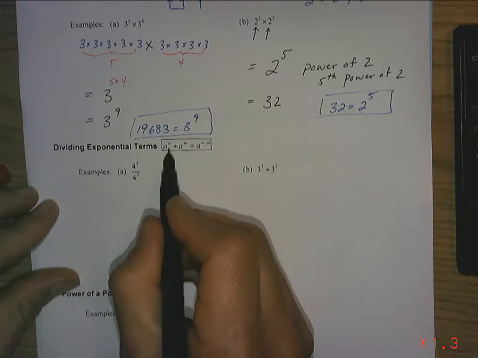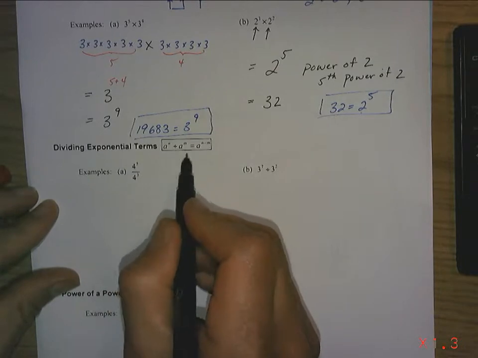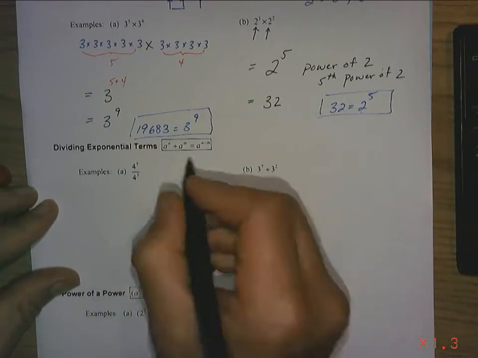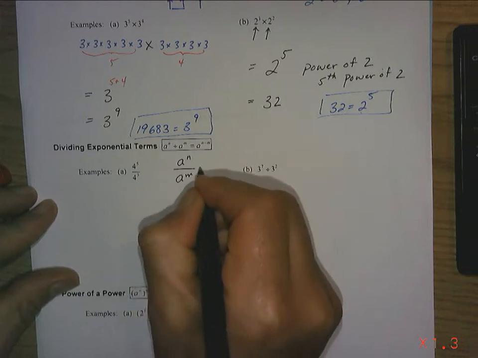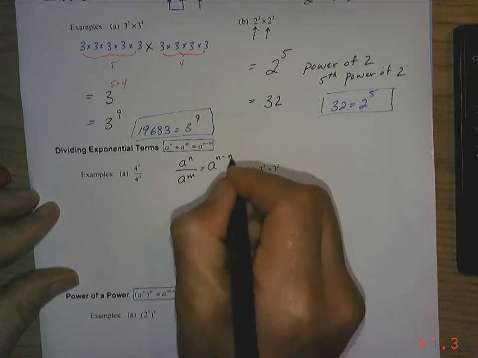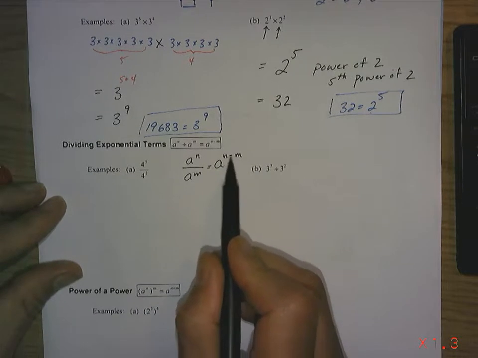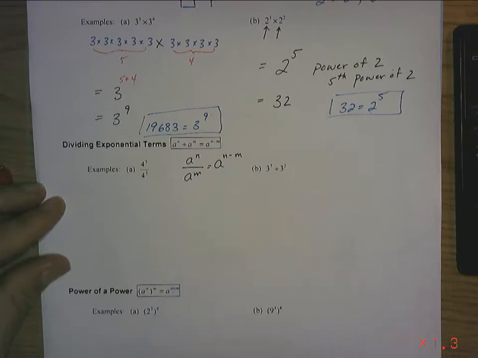So I have a to the n divided by a to the m. And another way to write this is simply a to the n divided by a to the m. And it led to this rule that you learned in grade 10 that you subtract them. Let's take a look at what's happening here.